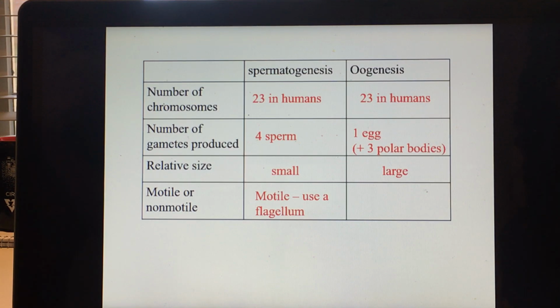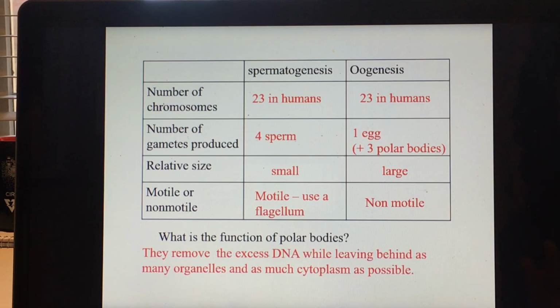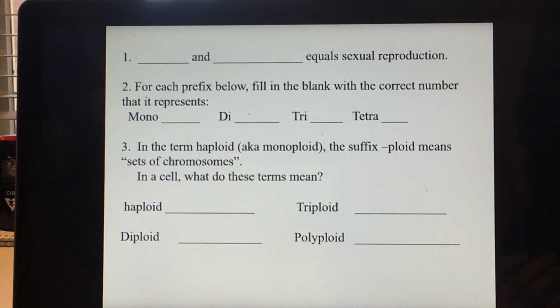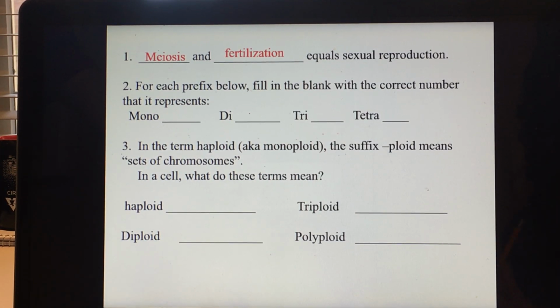So they must be motile, and they use a flagellum to swim. Eggs are non-motile. They do not move on their own, but there are cilia in the fallopian tubes that create a current that the egg floats down and that the sperm must swim against. The function of polar bodies, again, is to remove all of the excess DNA while leaving behind as many organelles and as much cytoplasm as possible. Meiosis and fertilization together give us sexual reproduction.